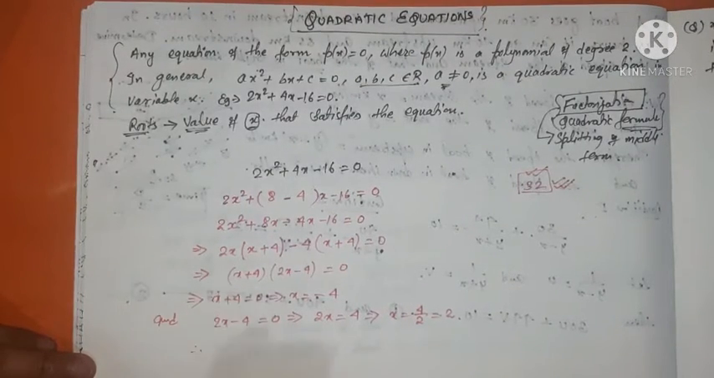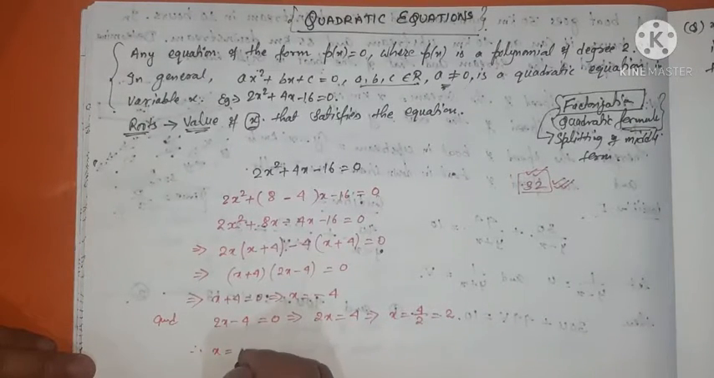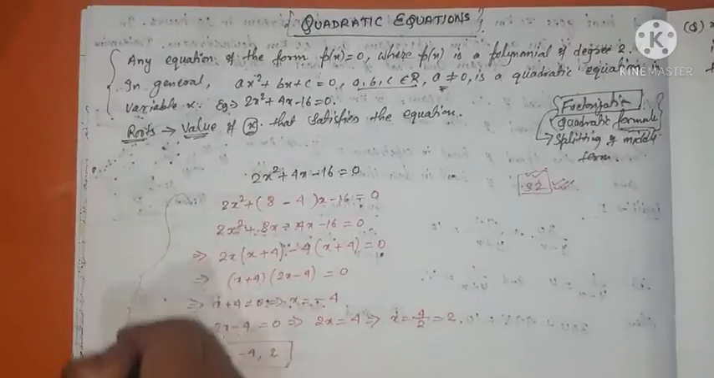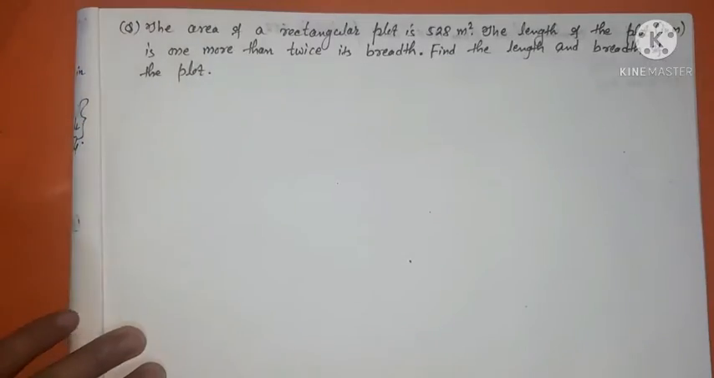Therefore the required zeros or roots of the given equation are x equals minus 4 and 2. So this is the answer. This is how we factorize. This is called the factorization method.